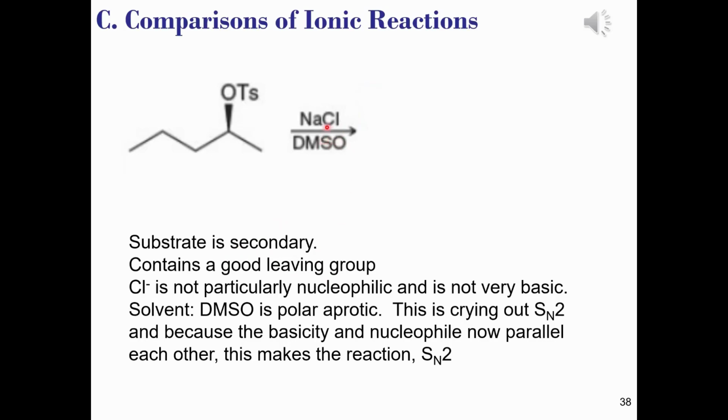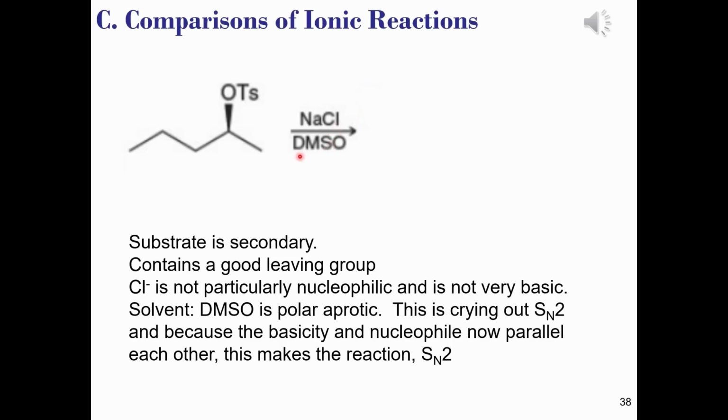Well, it's chloride. We're not interested in the sodium cation. Is this a good nucleophile? It's not great, because it's not particularly polarizable. Is it a good base? No, not really. So the conjugate acid of chloride is hydrogen chloride or hydrochloric acid, and this has a pKa of -7.